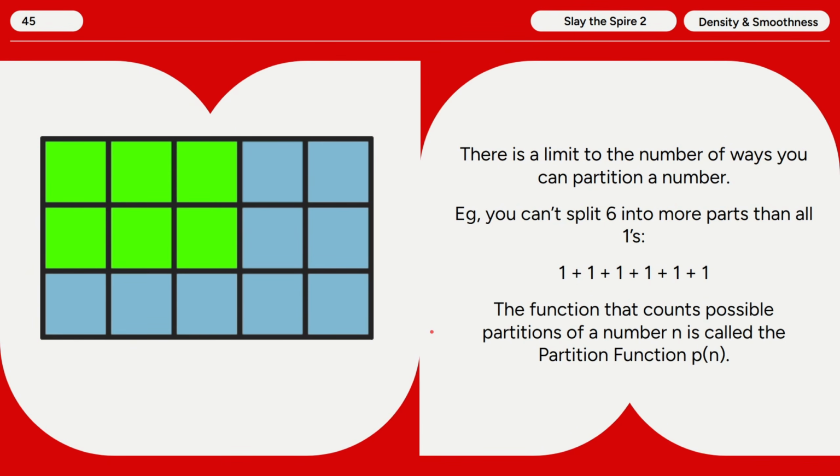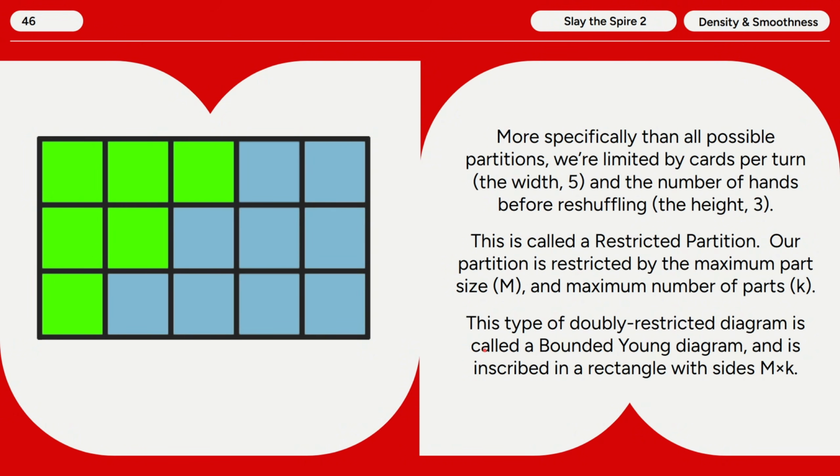And there is a limit to the number of ways you can partition a number. So for example, you can't split 6 into more parts than it is ones. Like 6 is 1 plus 1 plus 1 plus 1 plus 1 plus 1. So you can't break it up into more than 6 individual parts of 1 each. There is a function that counts the possible number of partitions of a number n. It's called the partition function, P of n, as you might expect. But we're not going to use the partition function here because we have additional constraints.